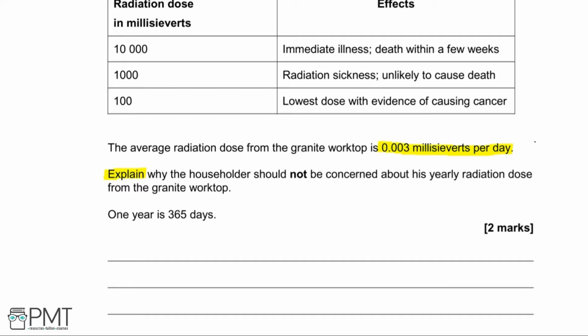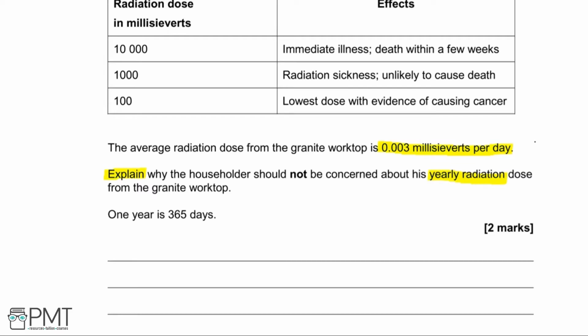1 year is 365 days. So we're asked to explain why they don't need to be concerned about the yearly radiation dose, but notice we're only given the dose from the worktop per day. So in this question we need to first calculate the dose that the householder will get per year, and then because it's an explain question, for the second mark we then need to say why this value that we've calculated means that they don't need to be concerned.